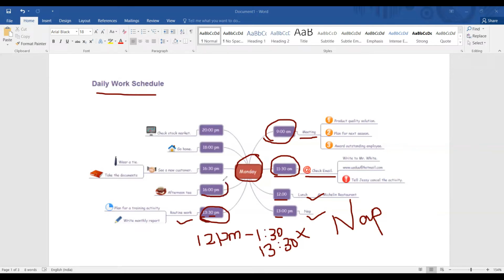And 16 here represents 4 o'clock, that is for afternoon tea. And next at 4:30, we have to see our new customers. Then 18 here, what time does 18 represent? Find out and tell me during the class. We have to go home. And at 20, that is 8 o'clock, check the stock market. So these are some examples from morning 9 o'clock to evening, that is night 8 o'clock.